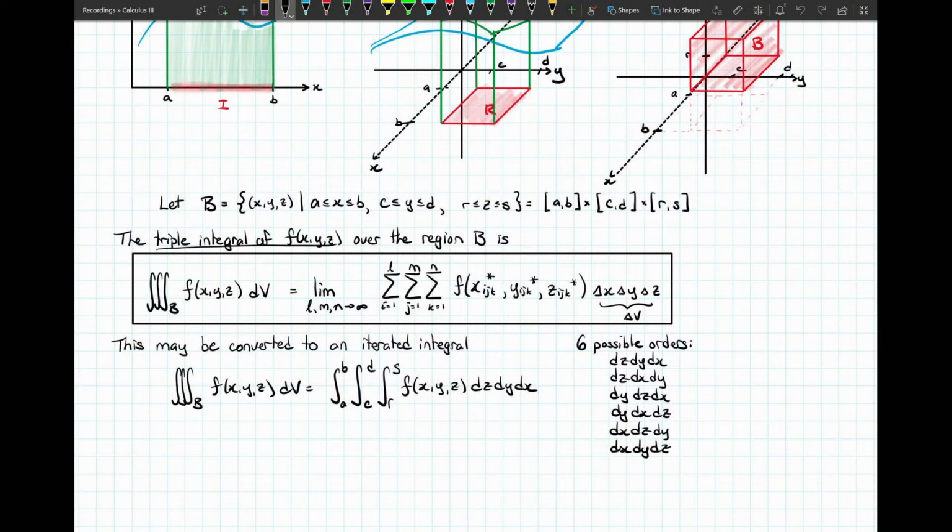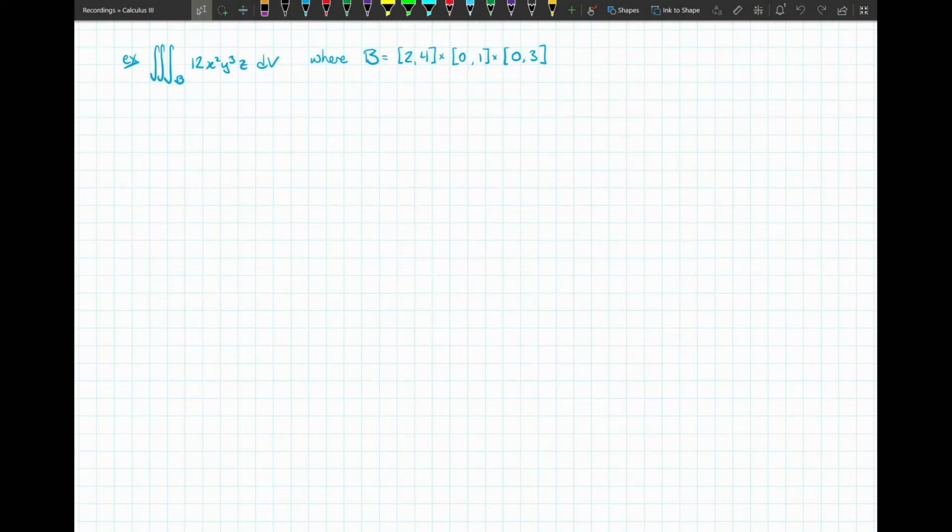So let's start off with a fairly straightforward example where we integrate a function of 3 variables over a box B. Suppose we wish to evaluate the triple integral of 12x squared y cubed z dV over the region B, where B is defined as a box from 2 to 4 for x, 0 to 1 for y, and 0 to 3 for z. Well, right away, it's pretty easy to put this into dz, dy, dx form. Those 3 intervals become the boundaries on each of the integrals.